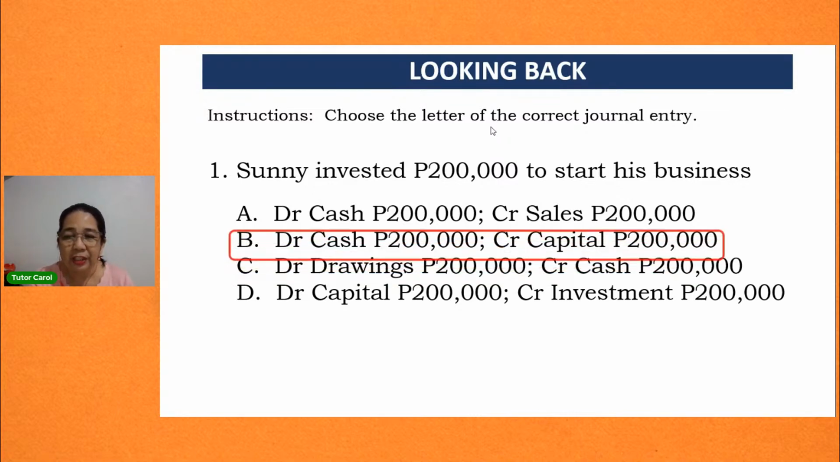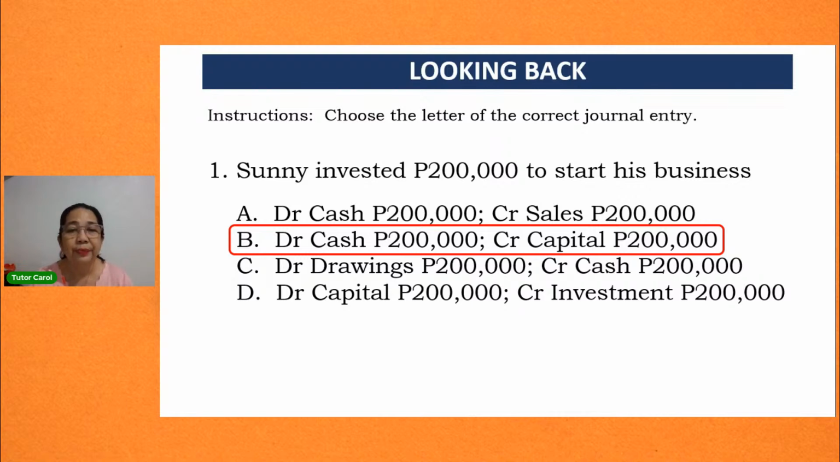Okay, so what's the answer? You can comment down your answers. Ayan na-reveal na yung sagot. Answer is letter B. So our journal entry for this transaction is debit cash 200,000 and credit capital 200,000. Okay, next.